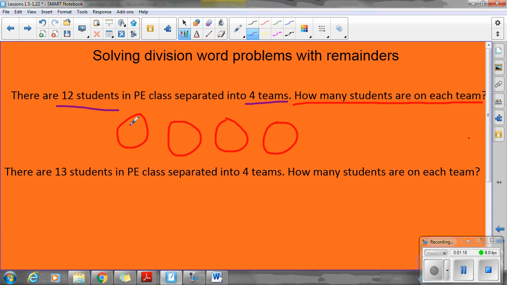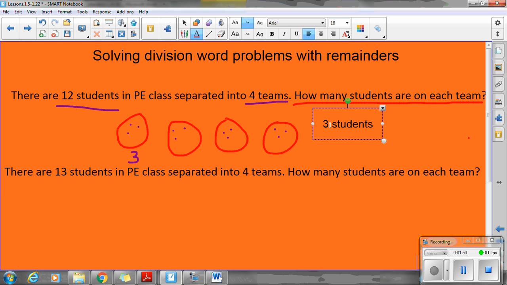So I'm going to count 1, 2, 3, 4 students, 5, 6, 7, 8 students, 9, 10, 11, 12. So I know that I've gotten to 12 total students. When I look at one team, I can see that I have 3 students on each team. It's the same amount. So my answer would be 3 students. And I'm going to just type that up real quick. 3 students are on each team. That answers the question.